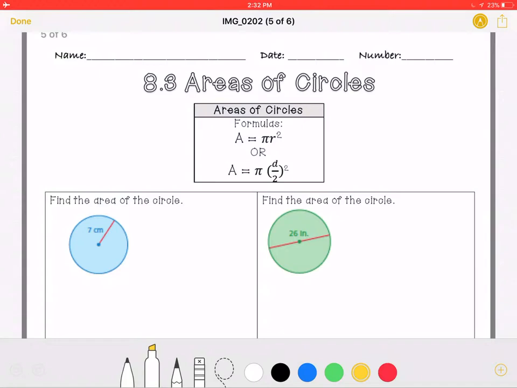So we have two formulas here. One is if we're given the radius, which is this first one. The second one is if we're given the diameter. Just to remind you, if they give us the diameter, we have to divide it by 2 to really find the radius.